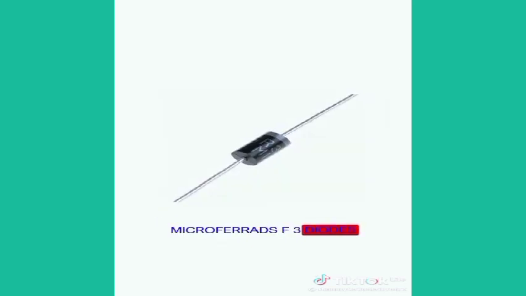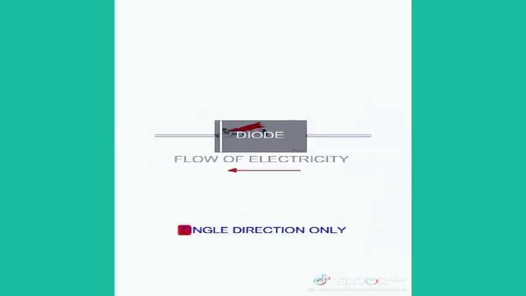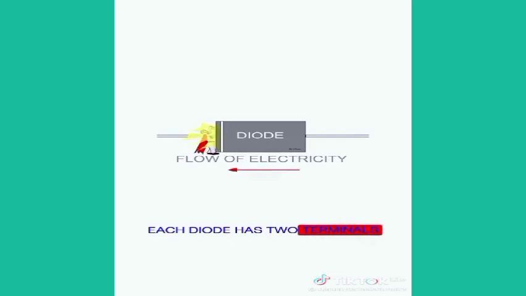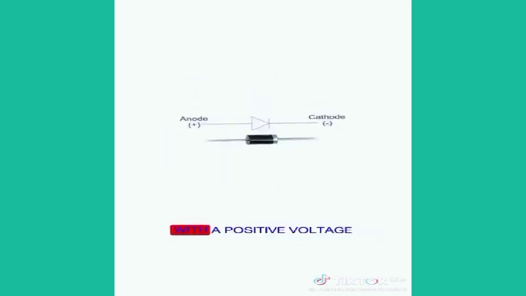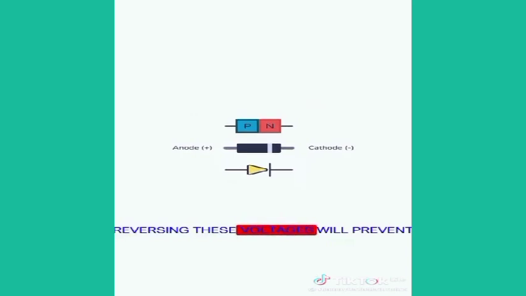3. Diodes. Diodes allow electric current to flow in a single direction only. Each diode has two terminals known as the anode and cathode. When the anode is charged with a positive voltage and the cathode with a negative one, electric current can flow. Reversing these voltages will prevent the current from flowing.